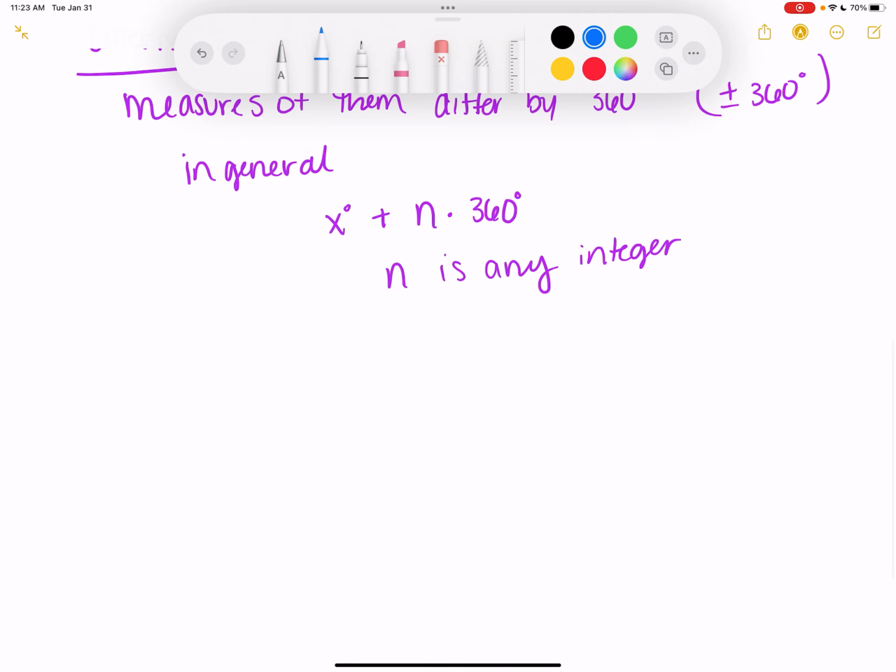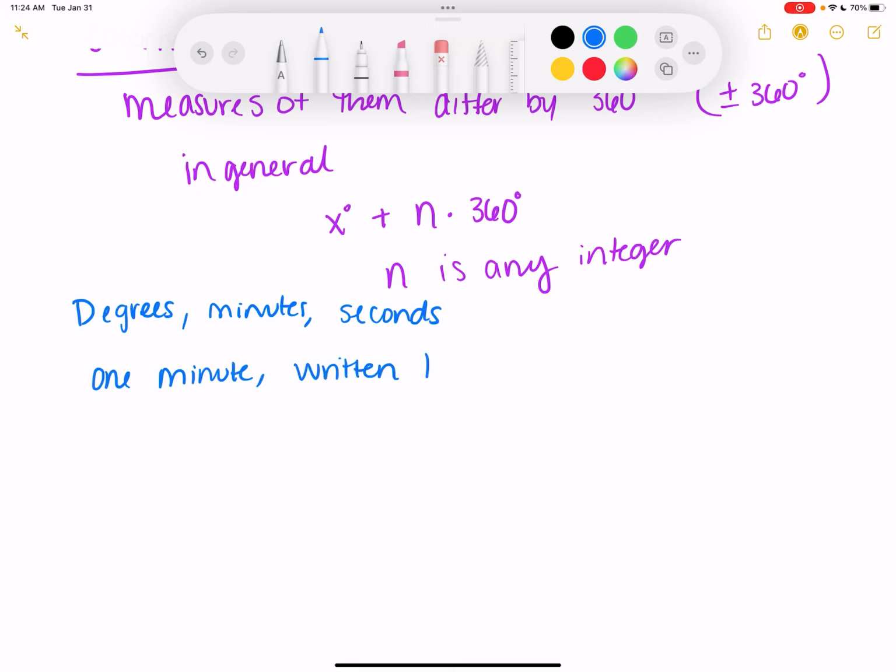Okay, so the thing that was left out was degrees, minutes, seconds. And it's just the conversion factors for them. So 1 minute, written with a little apostrophe, is 1/60th of a degree. So that's our conversion factor for it. So 1 minute is equal to 1/60 degrees, or 60 minutes is equal to 1 degree.